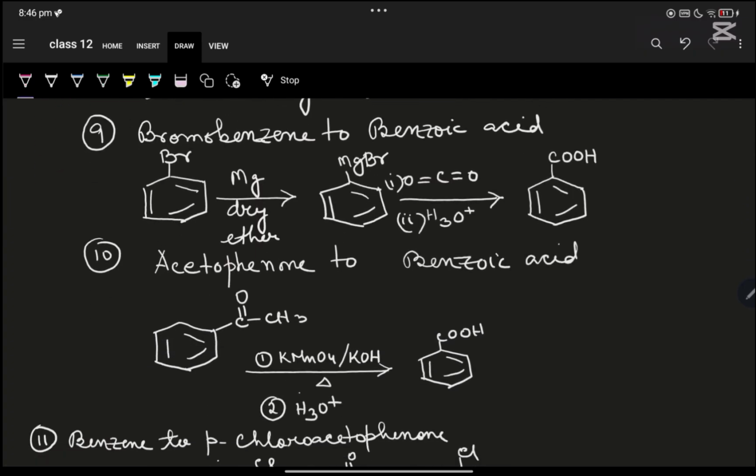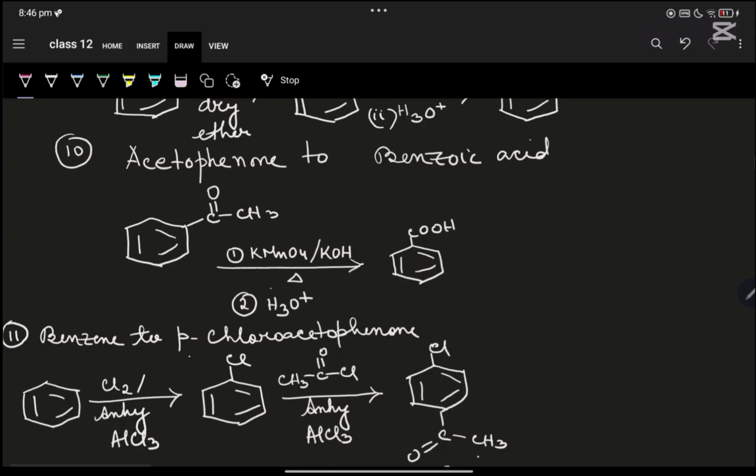Bromobenzene to benzoic acid. Now for this bromobenzene, always remember that you are increasing the number of carbon atoms by 1 unit. So if it is aryl halide, if it is alkyl halide, you try out the Grignard formation. So you do Mg, dry ether, and you get the Grignard, and you give CO2 in order to increase the number of carbon atoms. So CO2, H3O plus, and you will get benzoic acid.